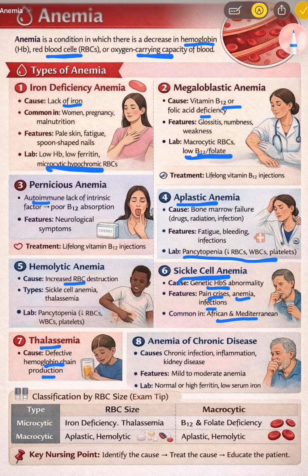The anemia of chronic disease is caused by chronic infections or inflammation or kidney diseases, and the features are mild to moderate anemia. The labs show normal or high ferritin or low serum iron.